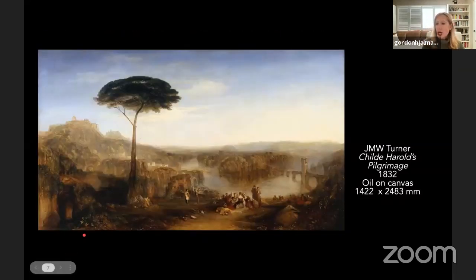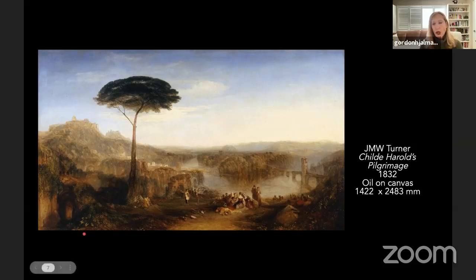Now, Childe Harold's Pilgrimage. This comes from Milton's work, and it's a narrative poem, pardon me, not John Milton, Lord Byron, I beg your pardon. And it was in 5 parts. So Byron wrote about this pilgrimage of Childe Harold, and Childe Harold refers to, it's Old English, and it means someone who is studying for the knighthood.